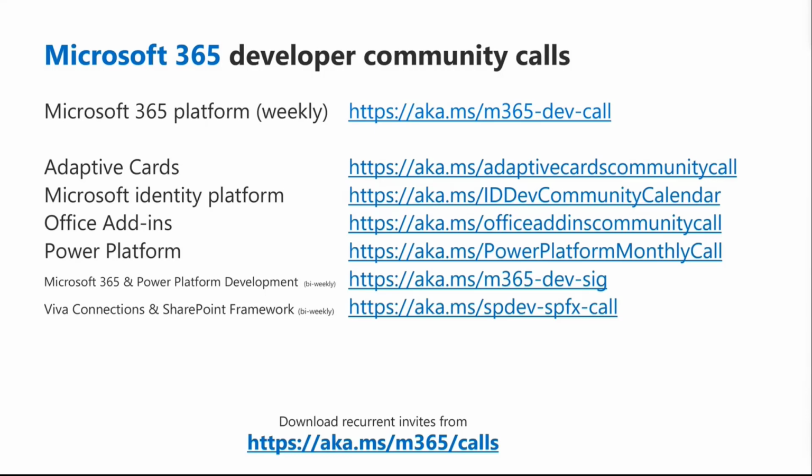Then we have monthly calls: Adaptive Cards, Microsoft Identity Platform, Office Add-ins, and Power Platform calls, which are great monthly calls happening once a month on specific topics. And then we have the Thursday, 7 a.m. Pacific series, which is either the Microsoft 365 Power Platform development call, which is this one, or the Viva Connections and SharePoint Framework call happening every other week.